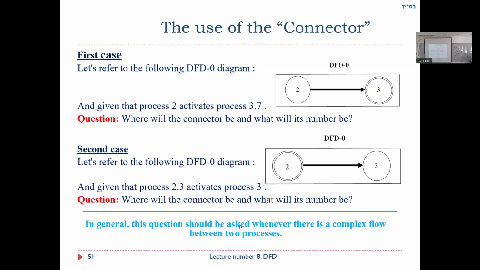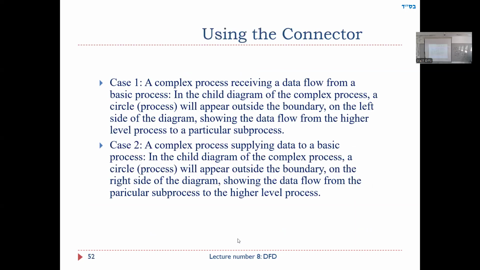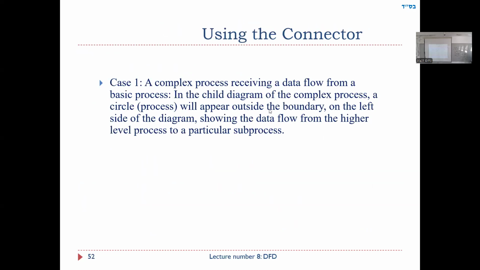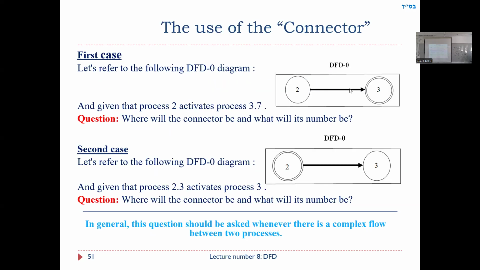In general, this question should be asked whenever there's a complex flow between two processes. So the answer is, in case 1, a complex process receiving data flow from a basic process. That's what we have here, complex receiving from a basic. In the child diagram of the complex, over here, I'll show 3.7 with a line coming into it from 2.